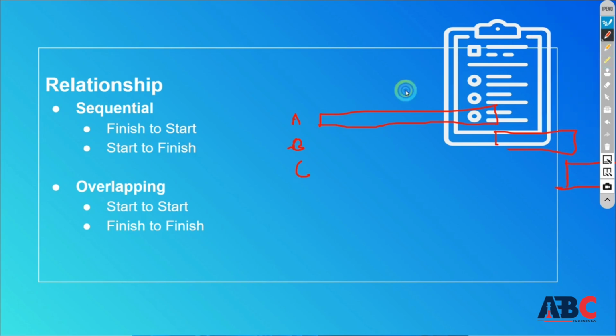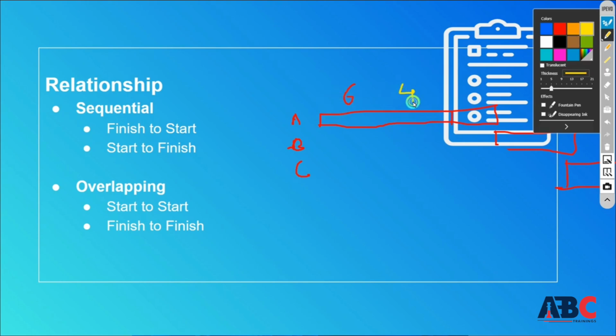Suppose for this activity my duration was 6 days, but it was completed 2 days early, meaning it was completed in 4 days. Then your second activity will start from here. What do we call it then? Lead, which you have to mention with a negative symbol.